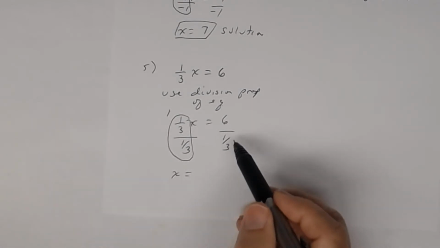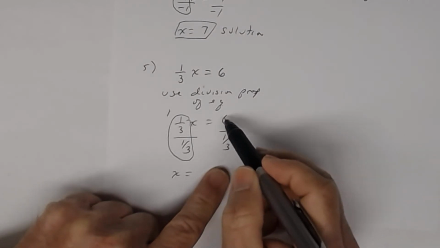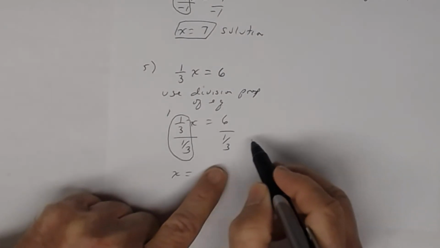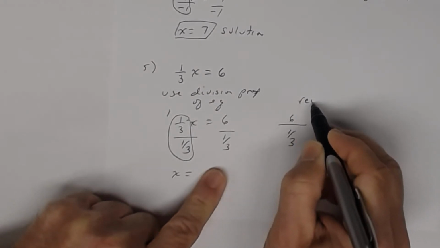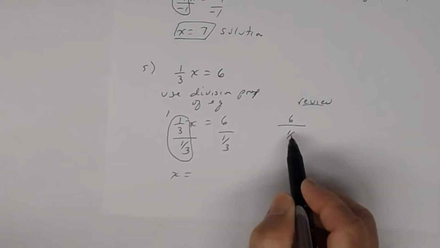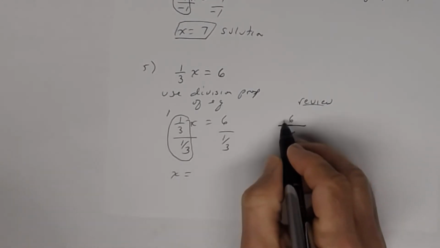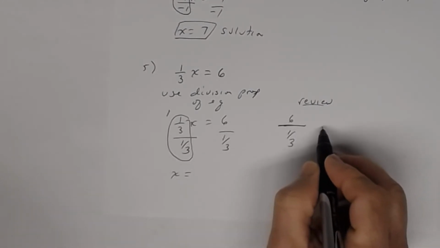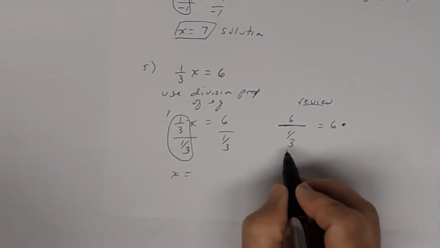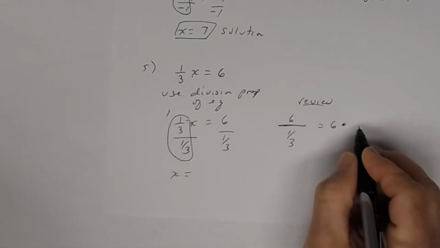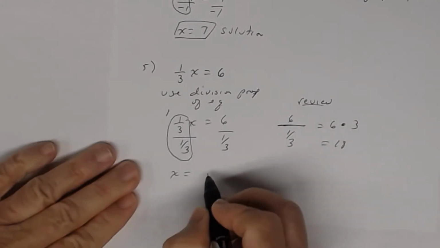So you've got to remember something that you learned in a previous course. So remember when you divided fractions? When dividing fractions, you change the division to a multiplication problem. So this is a review from a previous course. And so what you did was you said, well, I'm going to take the numerator, which is 6, and I'm going to multiply it by the reciprocal of the denominator. Well, the reciprocal of 1/3 is 3. And so you get 6 times 3, which is 18. Okay? And so you get x to be 18.